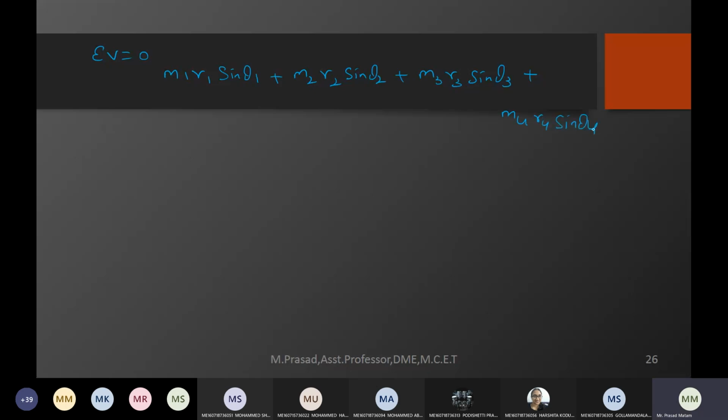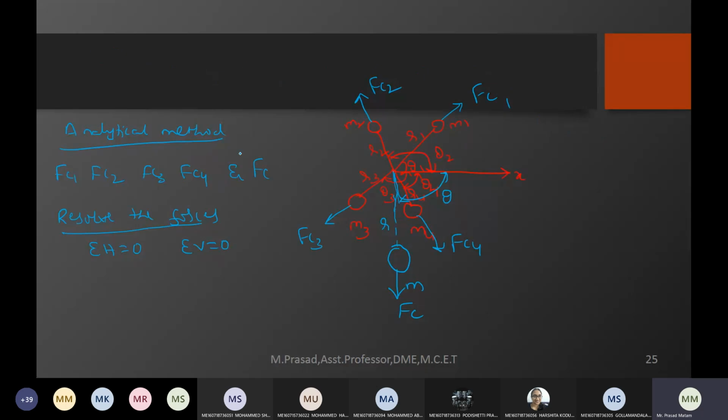I'm not writing M R sin theta. Why? My aim is to find this Fc value only. Here I'm having 4 disturbing masses, and my aim is to find out this Fc. That's why I've drawn this as a dotted line, which is invisible. Earlier it is not there. After finding all the values from Fc1, Fc2, Fc3, and Fc4, I will get the magnitude of the balancing mass and radius and angle. Got it?